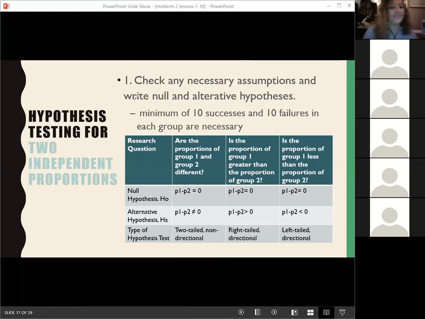So it's the same idea as having n times p being our successes, and n times 1 minus p being our failures. So it's the same thing, just written differently. And so those are the assumptions that have to be made.